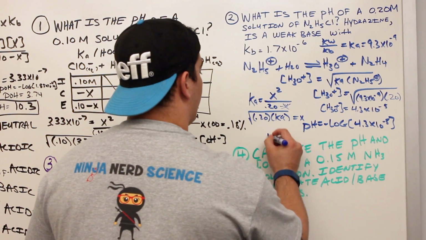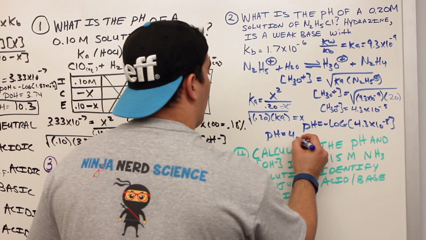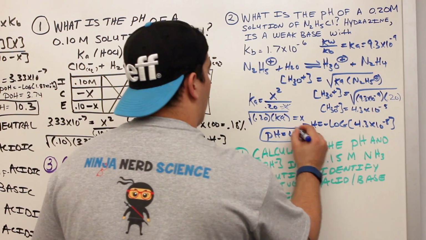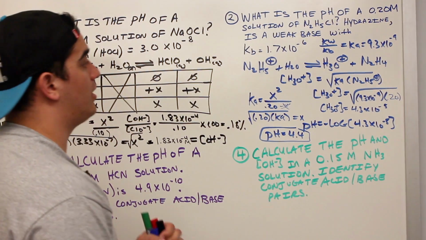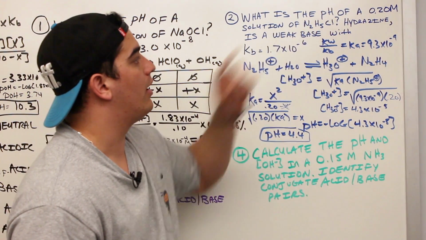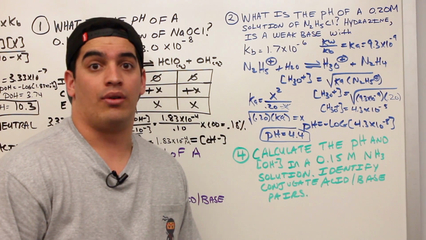So pH is equal to 4.4. Okay, and that's basically going to be an acidic substance. So that's good because we started off with an acid. All right, so that's 2. Let's go on to 3.